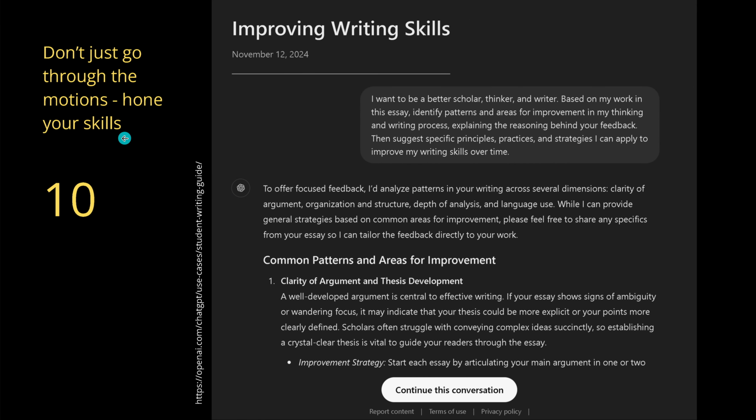And here we are with the last tip by OpenAI. Don't just go through the emotions, hone your skills. So you say to ChatGPT, hey, I want to be a better scholar, a better thinker, a better writer, a better person. So based on my work in this essay, identify patterns and areas of improvement in my thinking and the writing process, explaining the reasoning behind your feedback. Then suggest specific principles, practices, and strategies I can apply to improve my writing skills over time.